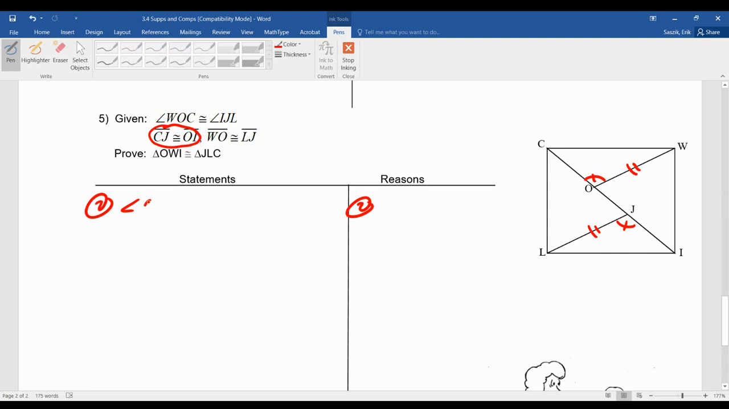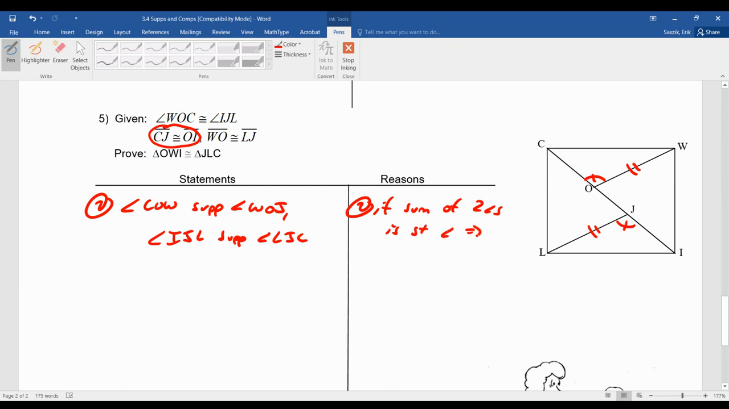Angle COW is supplementary to angle WOJ. And in the same step, we're going to do these two angles here. Angle IJL is supplementary to angle LJC. And this is if the sum of two angles is a straight angle, then sup. So that's pretty awesome. If these are sup and these are sup, these are congruent.